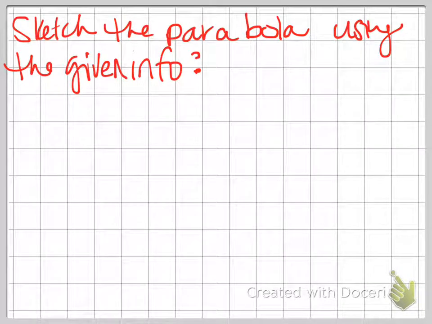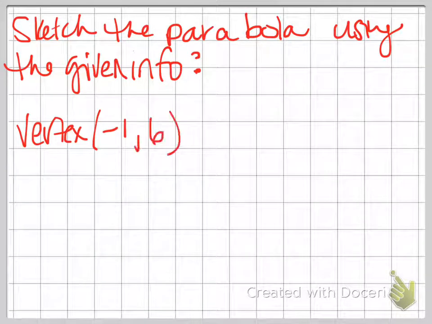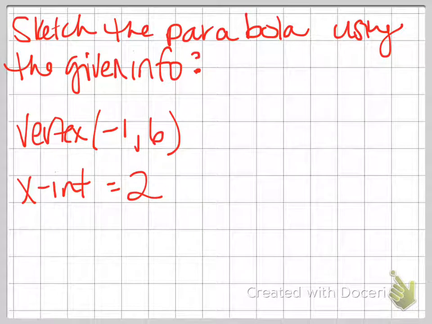Okay. So the given information, we have the vertex, which is -1, 6. And we have the x-intercept, which is at 2. Okay. So, at this point, I need to actually graph it. Let me see whether I can fit it all here. Maybe I'll do it like this.